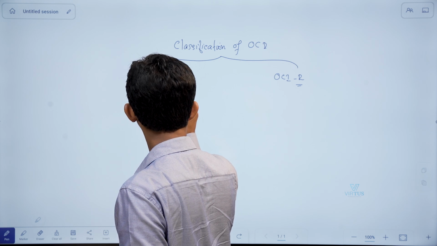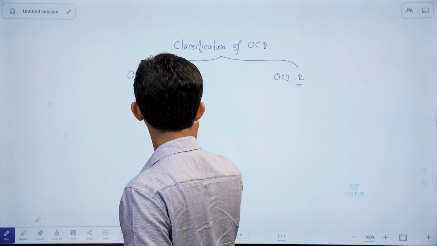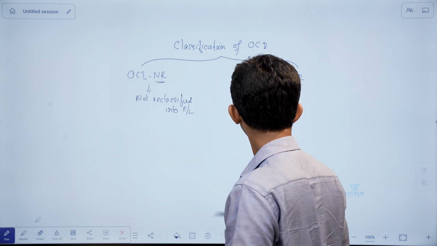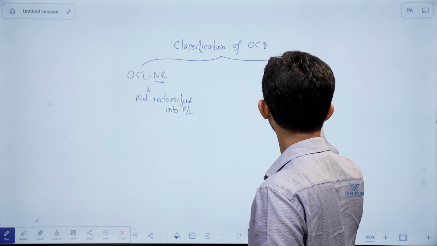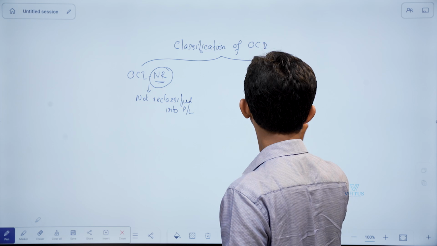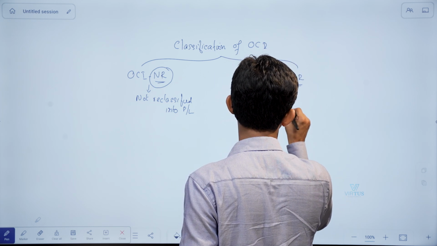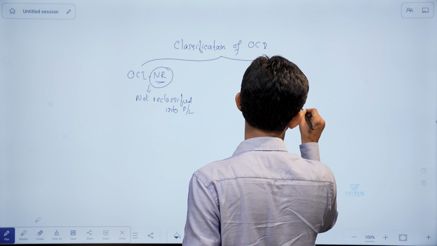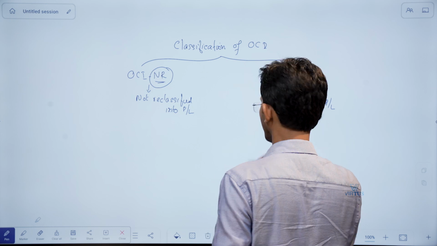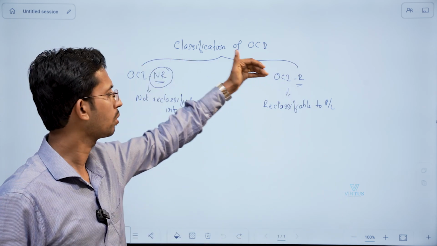Not reclassified into profit or loss. Whereas OCI R stands for reclassifiable, NR stands for not reclassifiable. So here OCI R means reclassifiable to profit or loss. Now what is this OCI NR and OCI R?